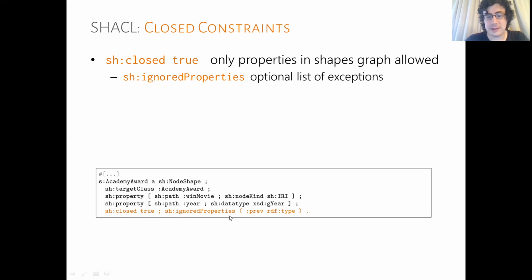And we also give a list of ignored properties, previous and RDF type. What does this mean? It means that somehow if there's a property that's not mentioned by the shape, it's going to be a constraint violation. So if we have a property on Academy Award that's not win movie, not year, and not previous and not RDF type, then there's a problem.